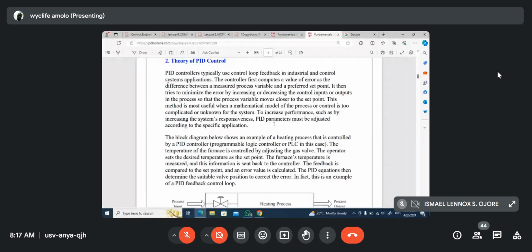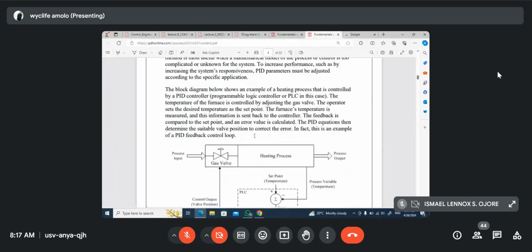Okay, PID parameters must be adjusted according to the specific applications. The block diagram below shows an example of a heating process that is controlled by a PID controller and a programmable logic controller, the PLC in this case. The temperature of the furnace is controlled by adjusting the gas valve.